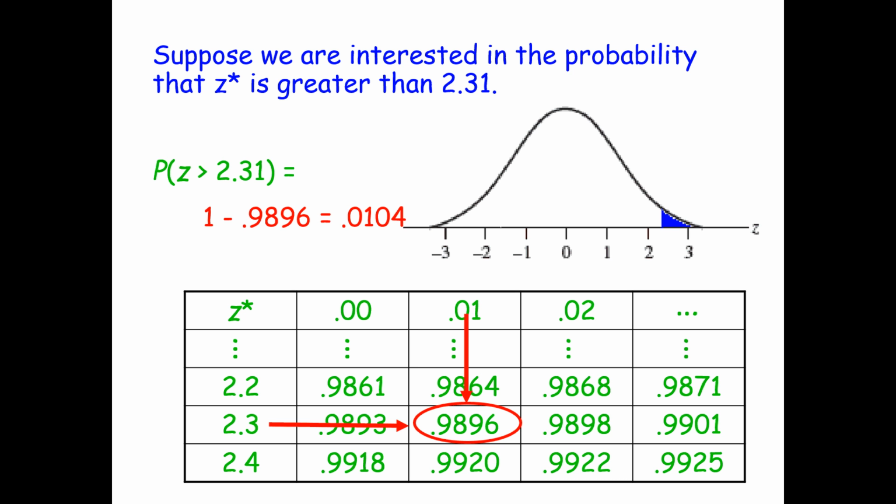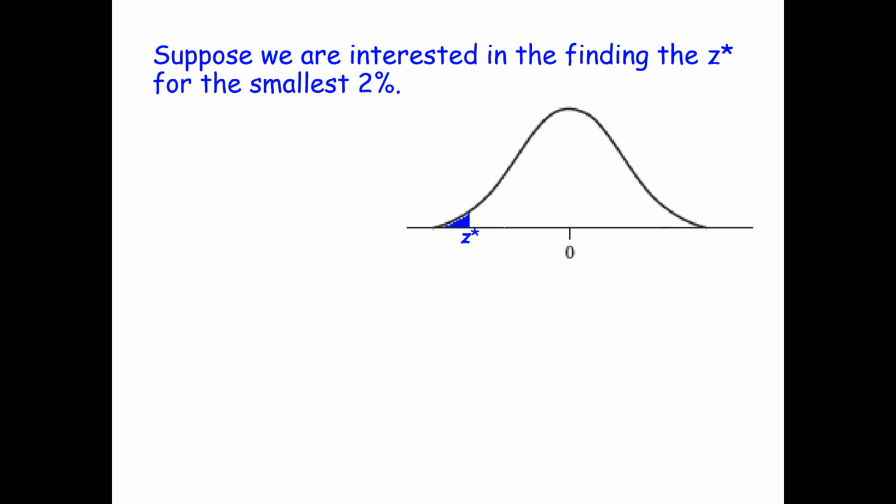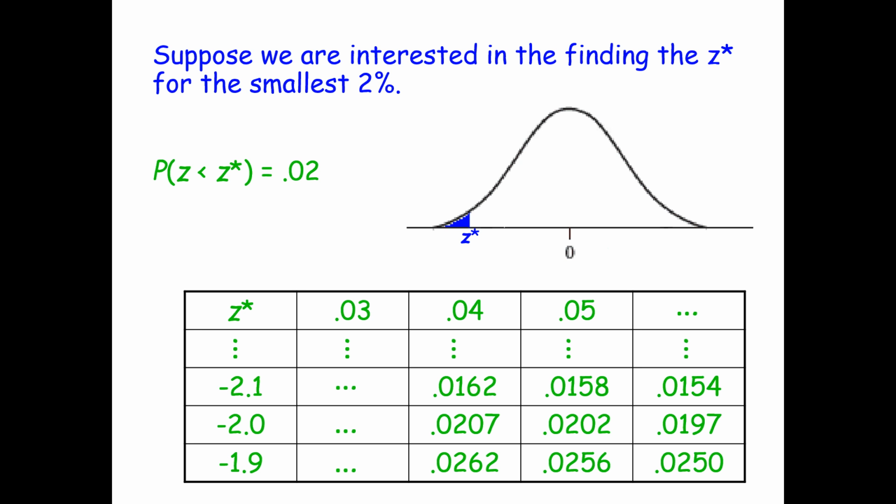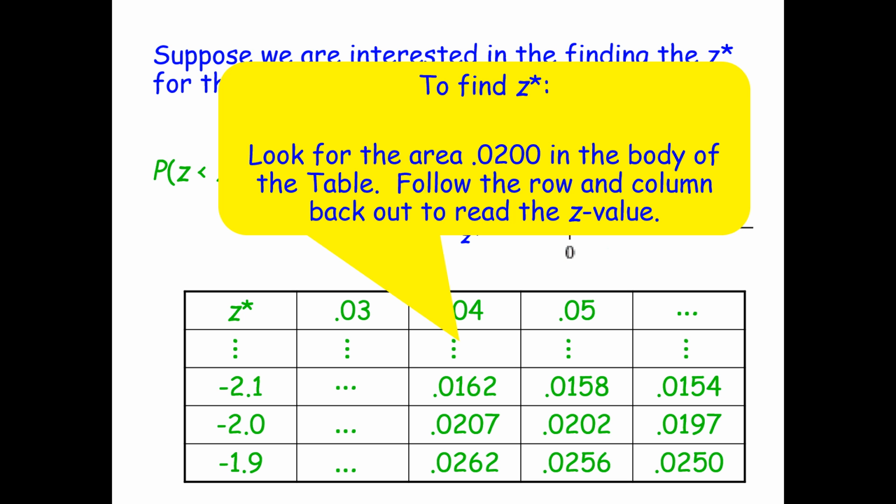Let's do another example. Suppose we're interested in finding the z star for the smallest 2%. So here, you're being given the probability, and we're trying to find what will give us that number. So in this case, in order to find z star, you're going to look for the area 0.0200 in the body of the table. And then you're going to follow the row and the column back out to get the z value.